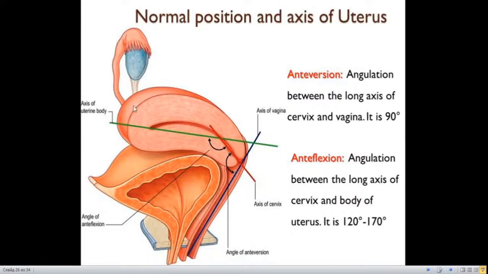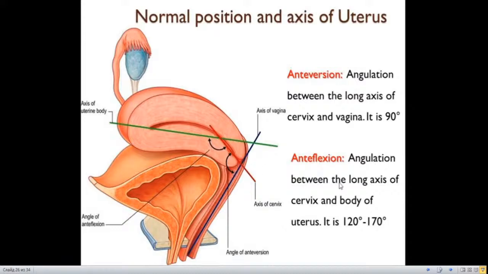The uterus has such parts: fundus, the part of the uterus above the attachment of the uterine tube, then body, and cervix. Sometimes some textbooks describe the narrow part between body and cervix as the isthmus. So, the long axis of the cervix, this one, the red one, and the long axis of the vagina, you see they make a right angle, 90 degrees. So it is facing forward, anteversion.